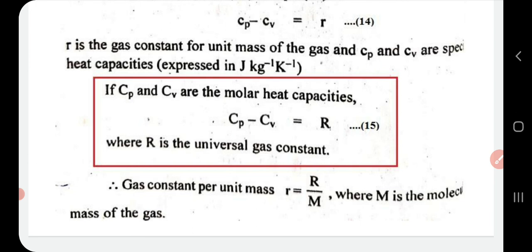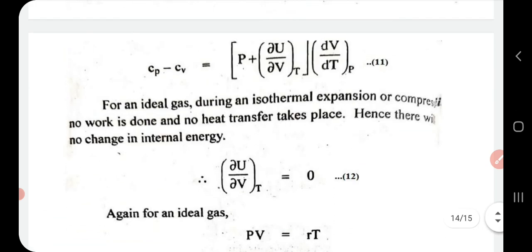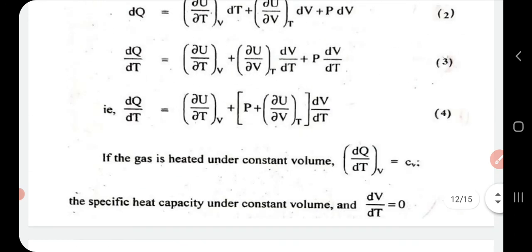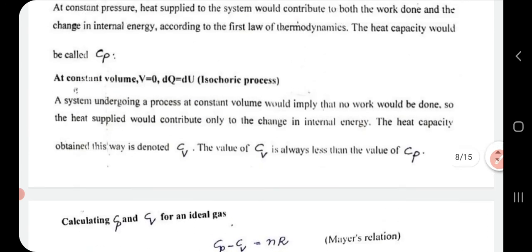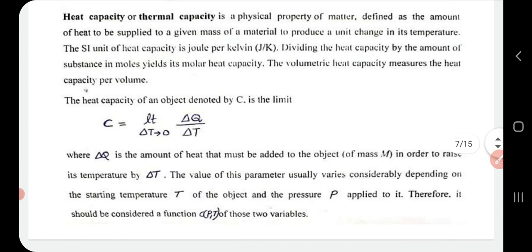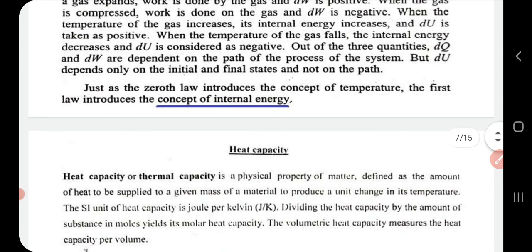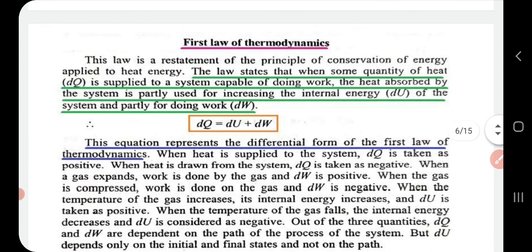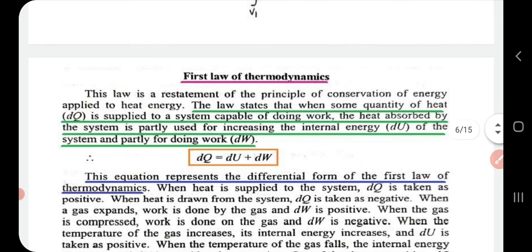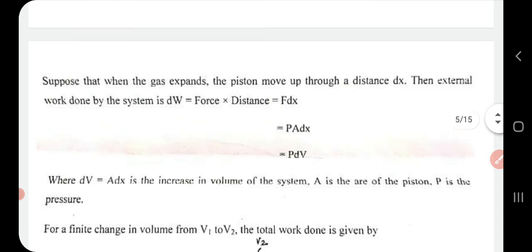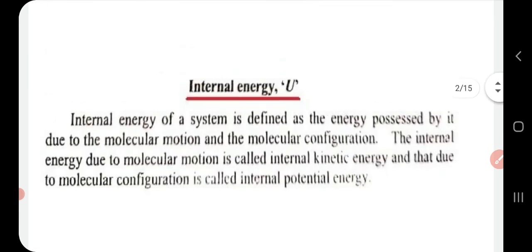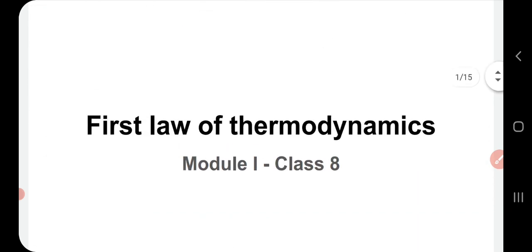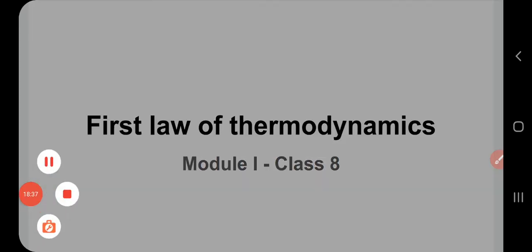So here in today's class, this is a possible essay, that is derive the relation Cp minus Cv equal to R. So you can write it down, this is very simple. Then next, everything is definition, so you have to study what is heat capacity. The other important one is state and explain the first law of thermodynamics along with the required mathematical expression, that is very important. Then distinguish between heat and work, what are external work, internal work, etc., what is internal energy, etc. Okay, so please go through today's session. Thank you.